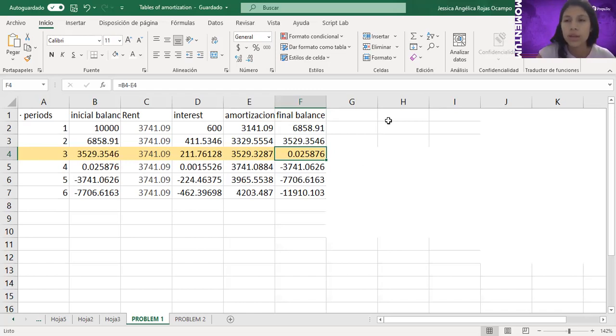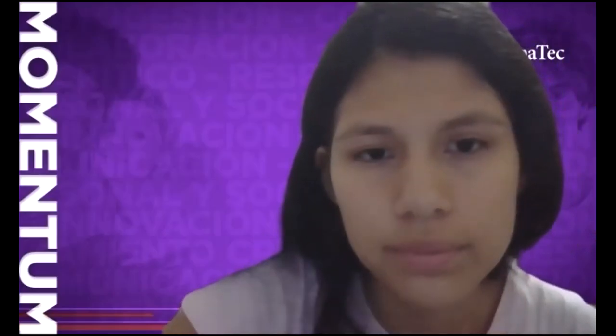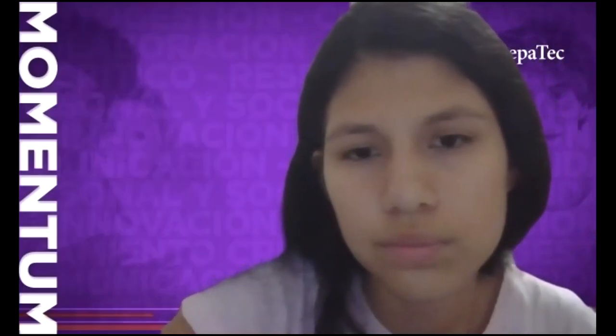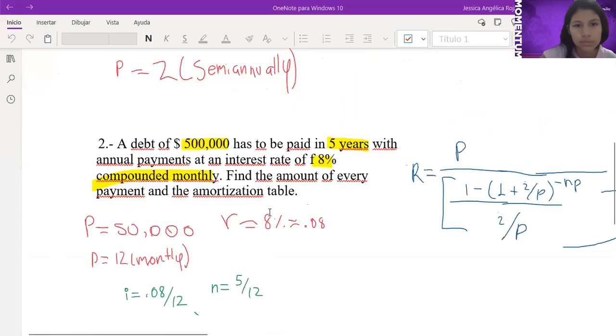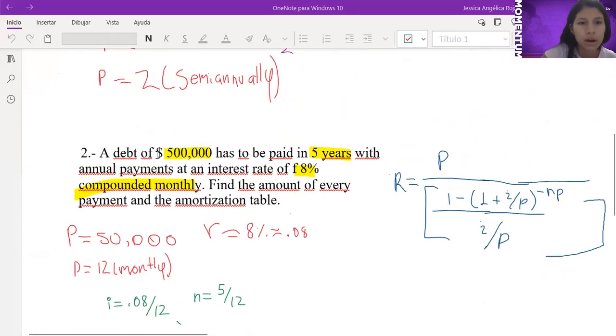Now we go to the second exercise that says a debt of 50,000 has to be paid in 5 years with annual payments at an interest rate of 8% compounded monthly. Find the amount of every payment and the amortization table.